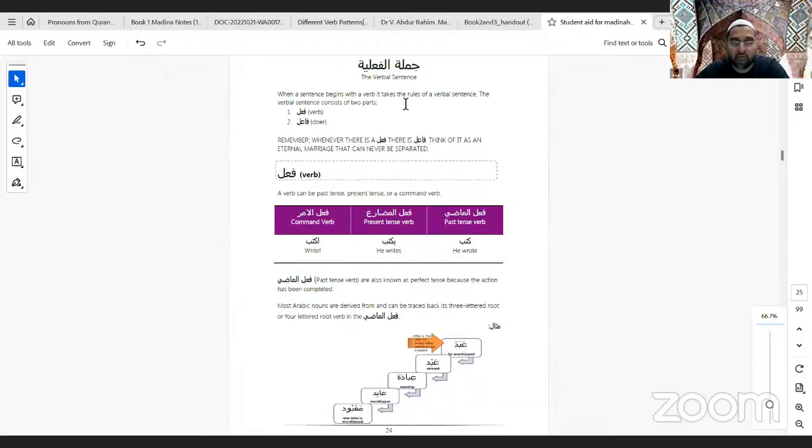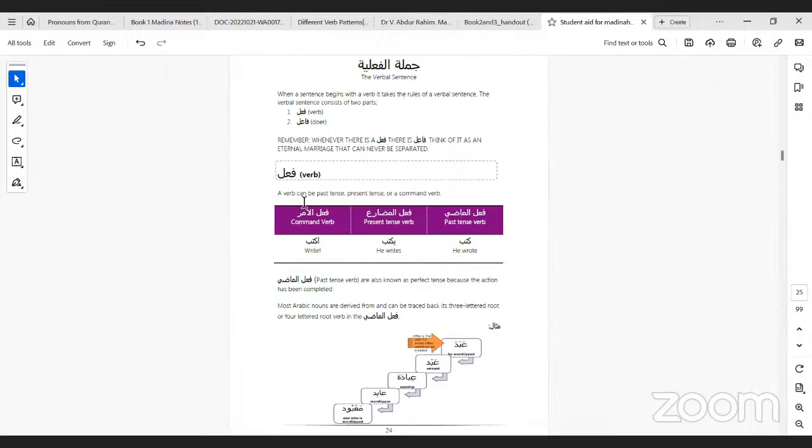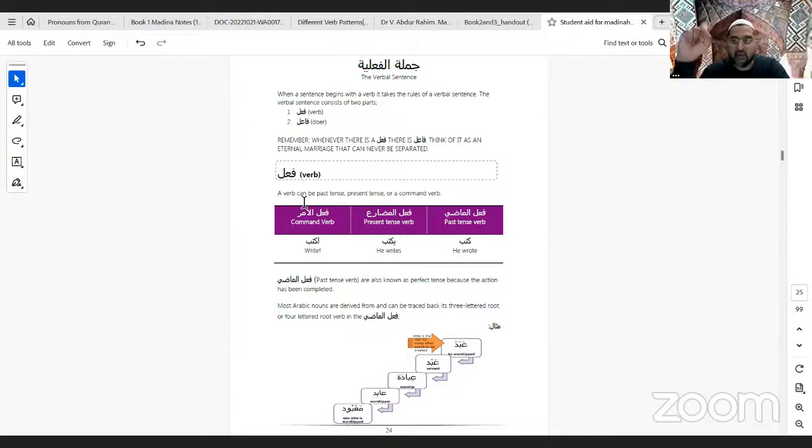Bismillah. Jumlatul fi'liya, verbal sentence. When a sentence begins with a verb, it takes the rules of a verbal sentence. The verbal sentence consists of two parts: fi'l, which is the verb, and fa'il, the doer. Exactly. So every verb has a doer. So sometimes it could be names, for example, we could say kataba Muhammadun kitaban.